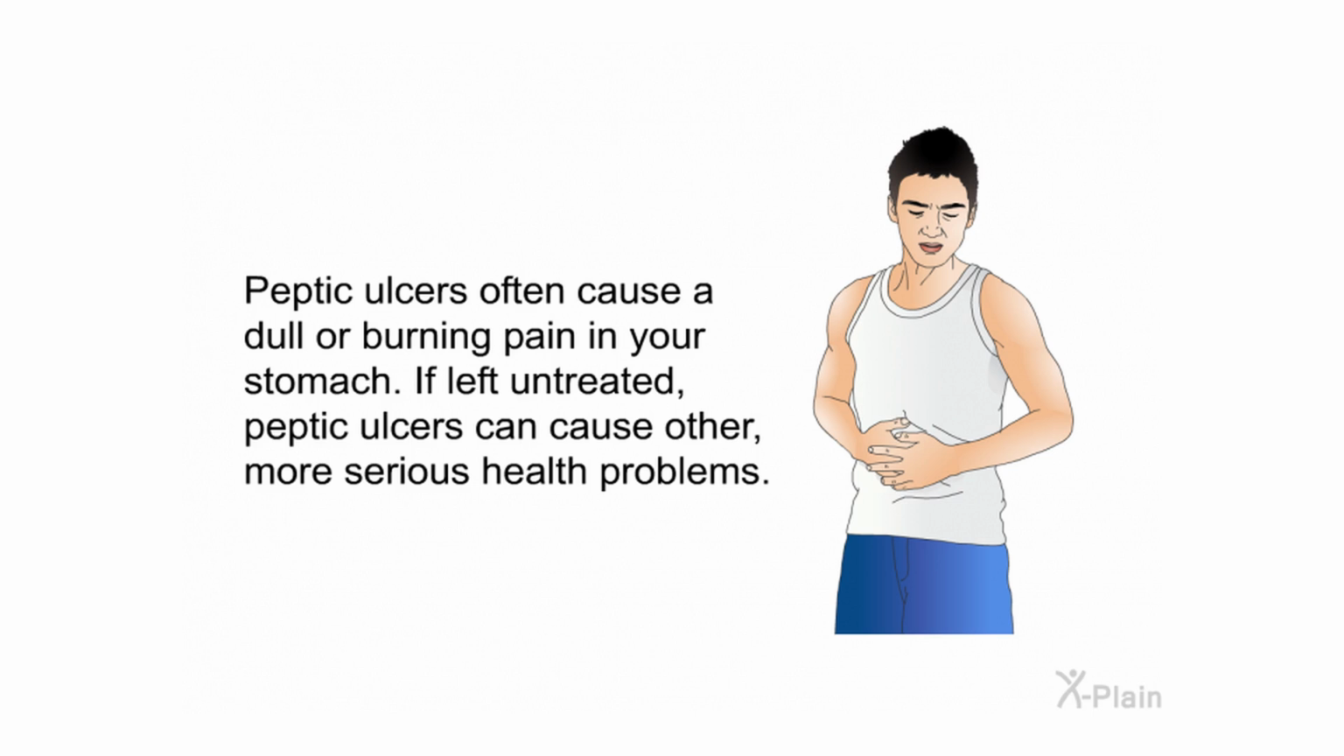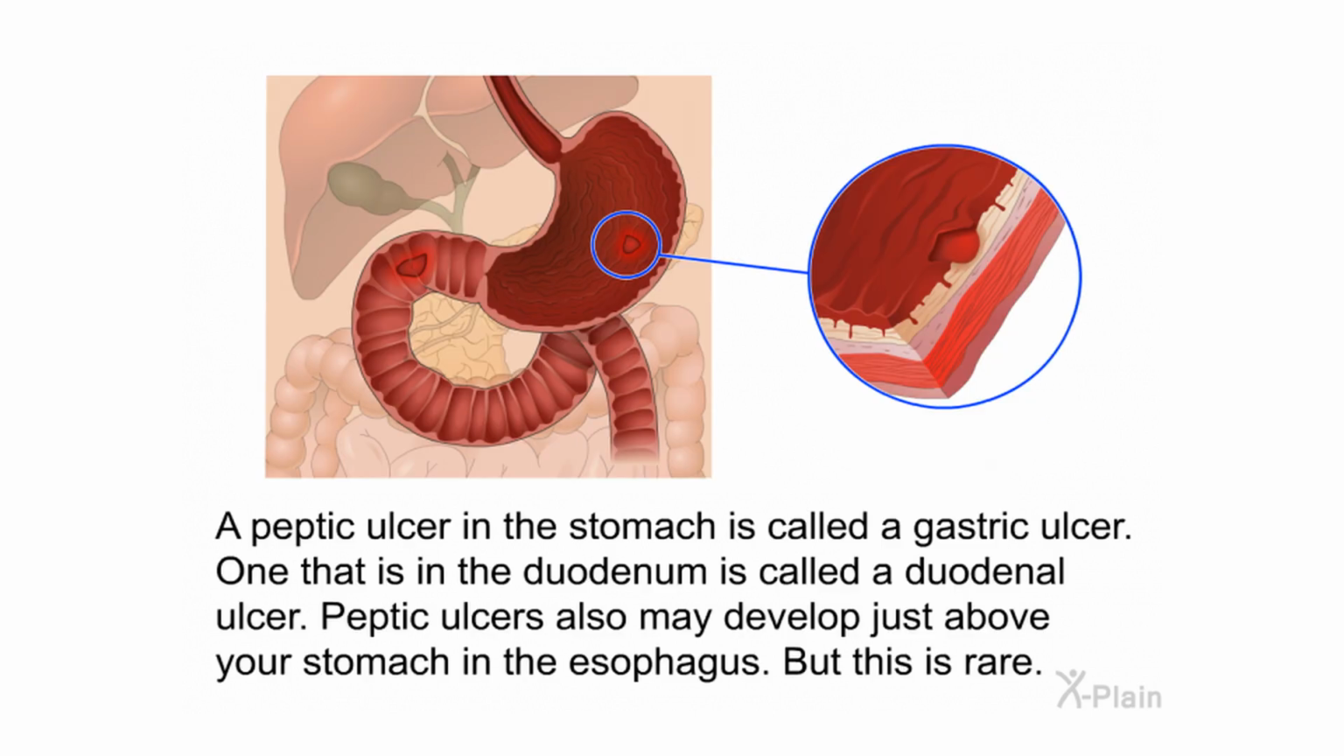Peptic ulcers often cause a dull or burning pain in your stomach. If left untreated, peptic ulcers can cause other, more serious health problems. A peptic ulcer in the stomach is called a gastric ulcer. One that is in the duodenum is called a duodenal ulcer. Peptic ulcers also may develop just above your stomach, in the esophagus, but this is rare.